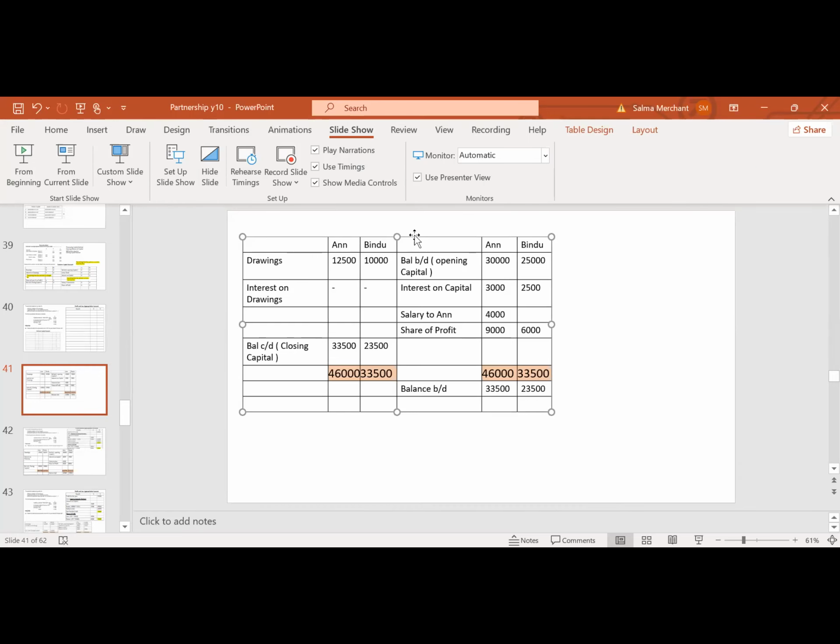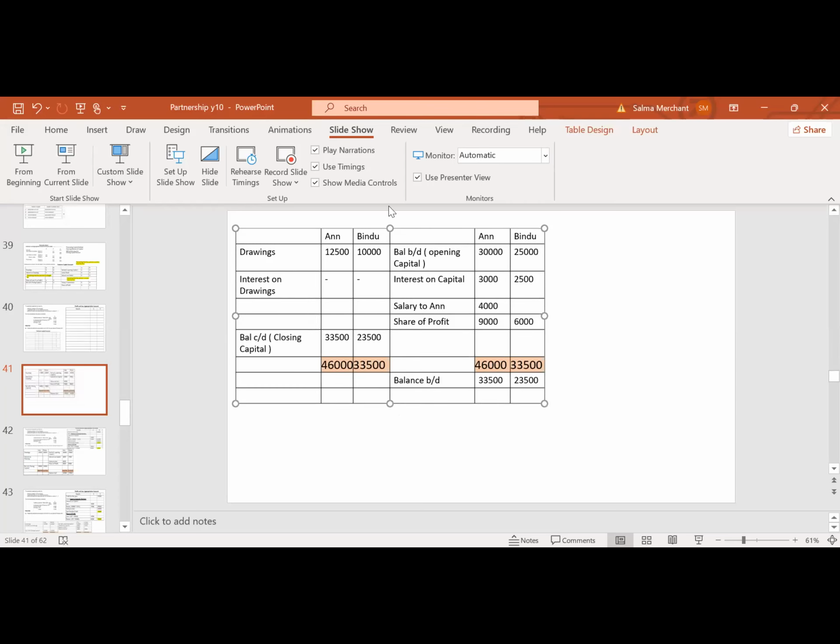The partners do not want their capital account to change. So we say, okay, fine, you want the capital account to remain fixed, no problem. Let the capital account remain fixed. In that case, you will prepare two accounts for the capital.